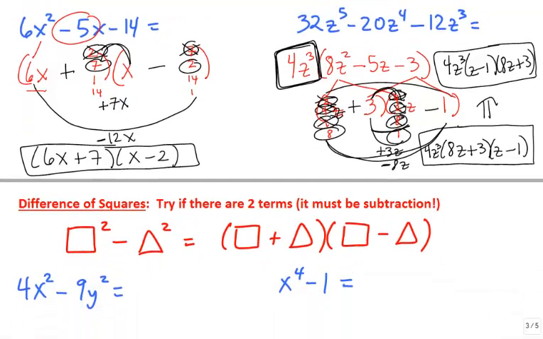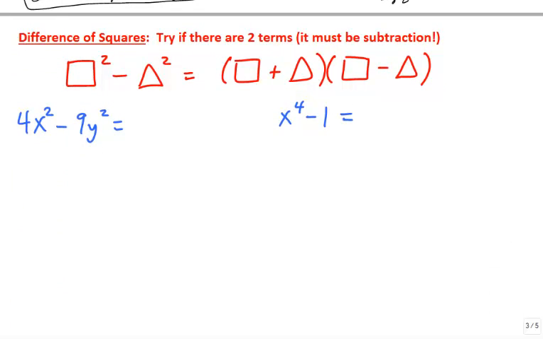All right, so reverse FOIL is the toughest method that we have when we're trying to factor because there is so much trial and error involved. So be very patient, and I promise it will get easier with practice as well.